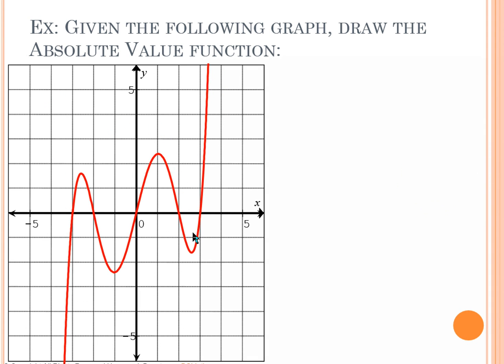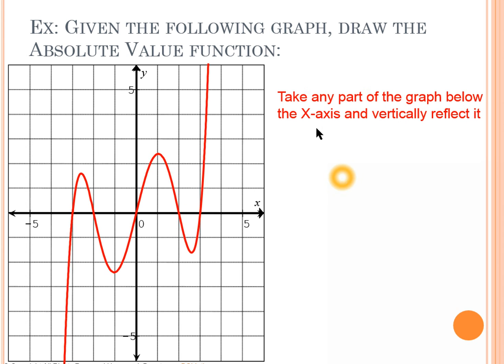All right, I have this polynomial function. You'll notice that this part of the graph is below the x-axis, and this part of the graph is below the x-axis, and this part of the graph is below the x-axis. So there are three parts that we need to focus on. Once again, take any part of the graph below the x-axis and vertically reflect it.